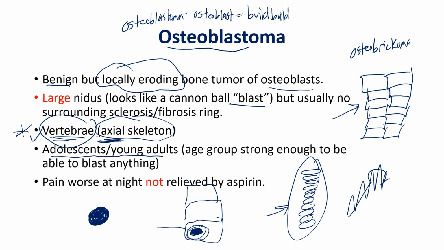So this age group is strong enough to be able to blast anything. So that helps you remember the two age groups that this is most common in, adolescents and young adults. That's the point of your life where you're most strong. And I think when I see osteoblastoma, a huge blast, that's a lot of strength and power behind that. So that's the age group where you would see that. Young adults and adolescents, kind of the peak of your life.